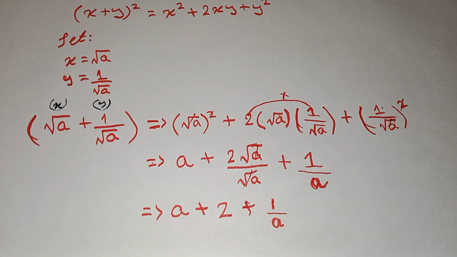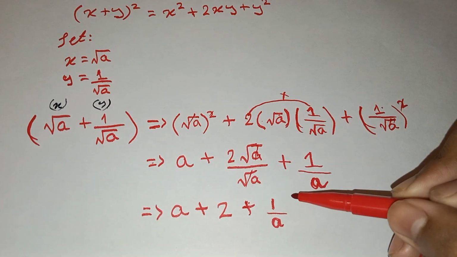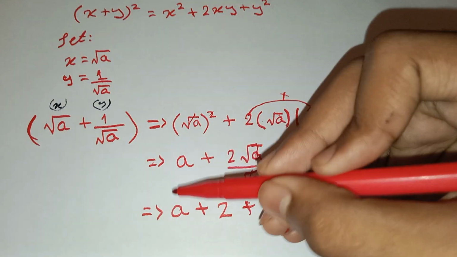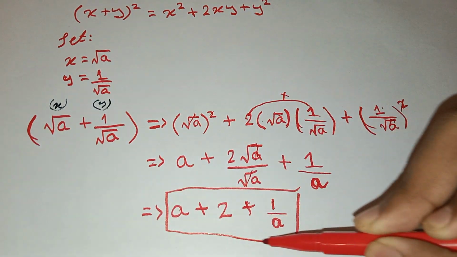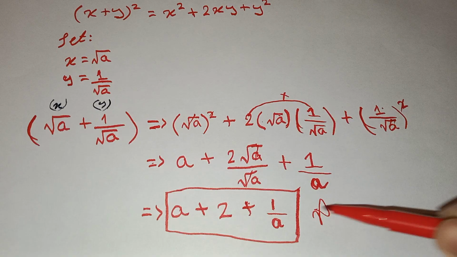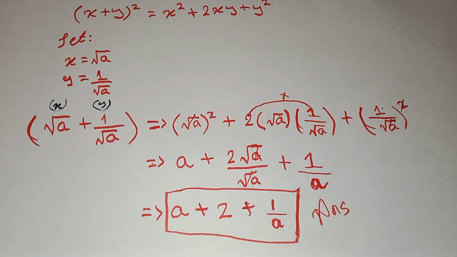So I think this is the simplest form, and this is the simplest form because it cannot be simplified further. It cannot be divided, it cannot be multiplied further, and it is the simplest form that the questioner and the examiner need. Okay, so this is the correct answer: a plus 2 plus 1 over a. This is the correct answer, and this is the correct form to present your answer.